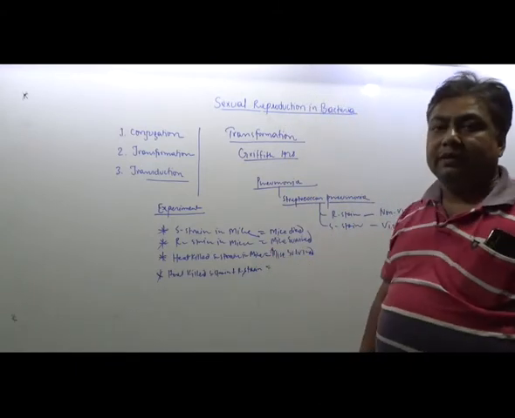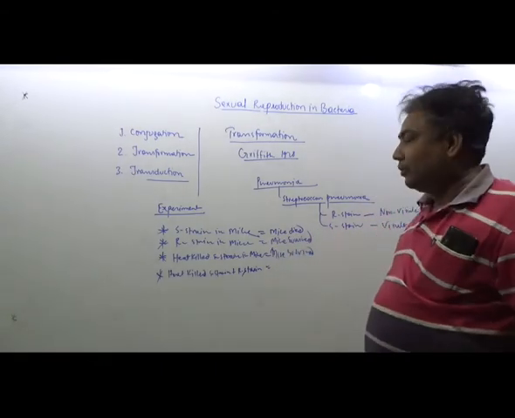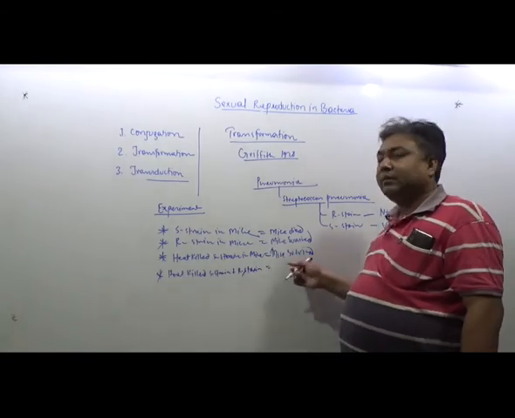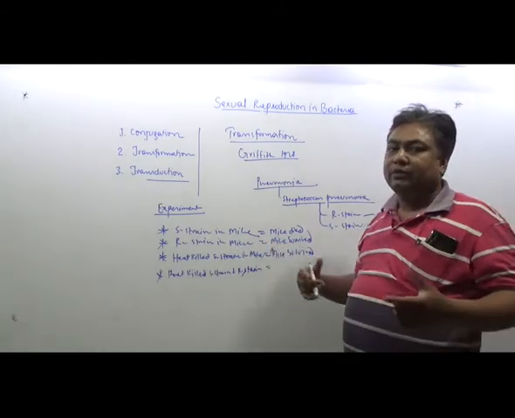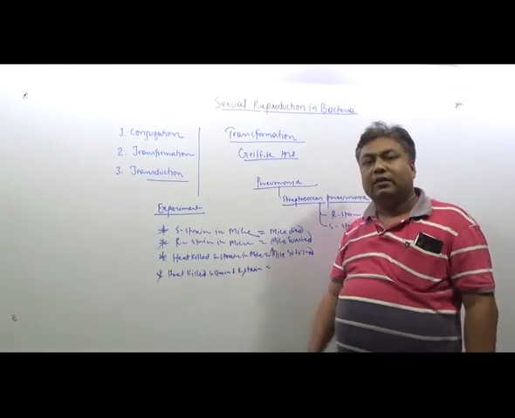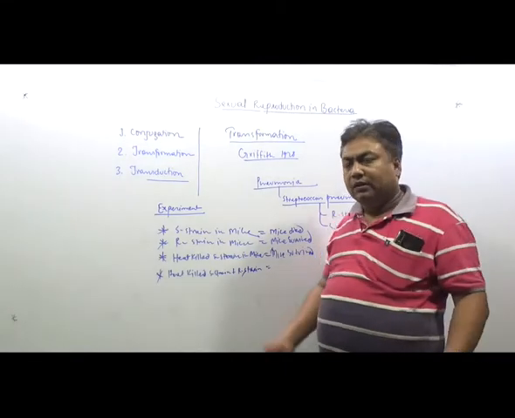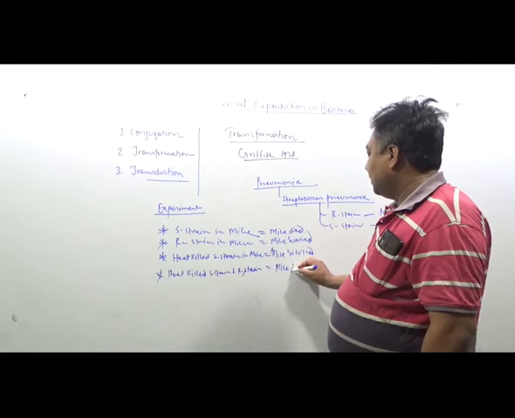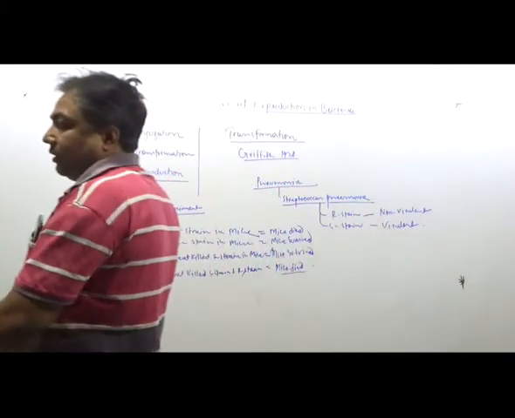Now what will happen on the basis of this experiment? What should happen? Heat-killed S strain in mice survived, that means no disease. And R strain in mice survived, that means no disease. These two are combined here. So what should be the result? The result should be that mice should survive, but the mice die. Why?